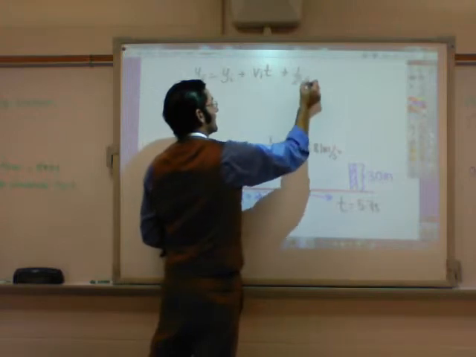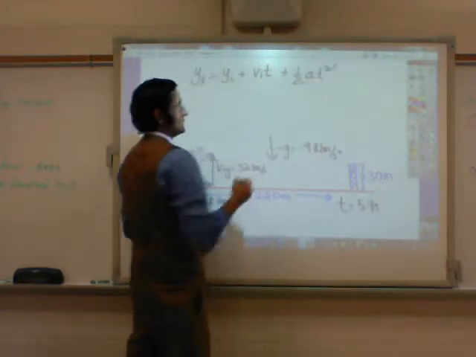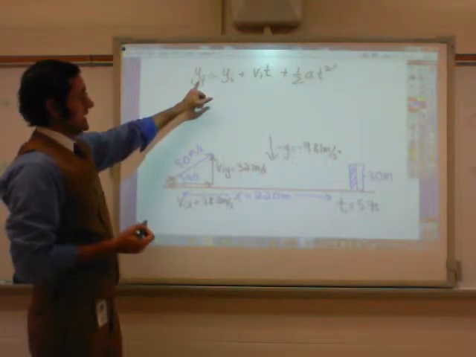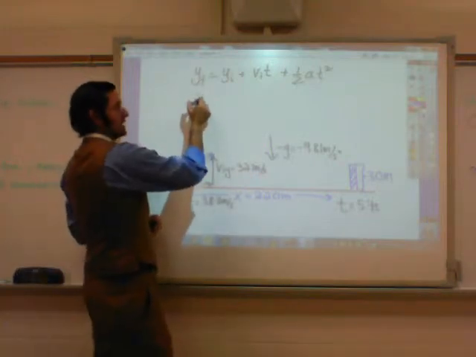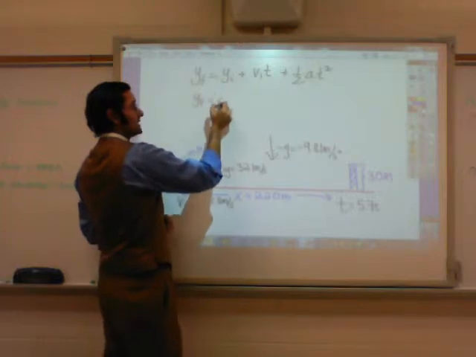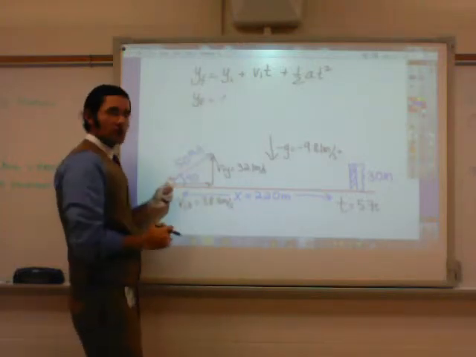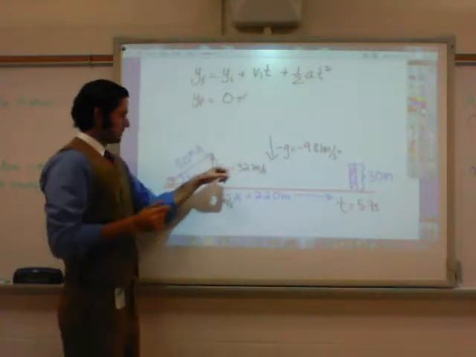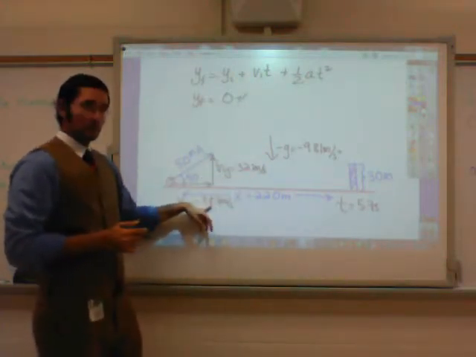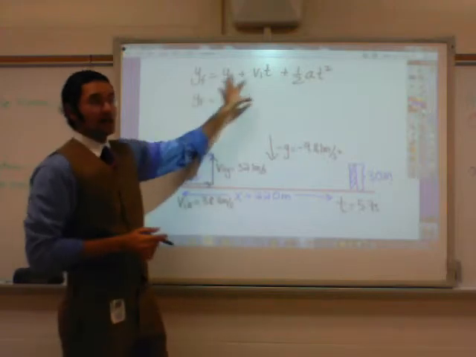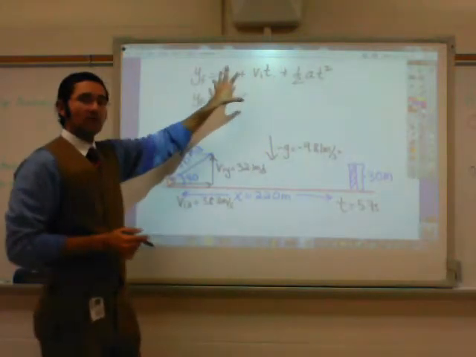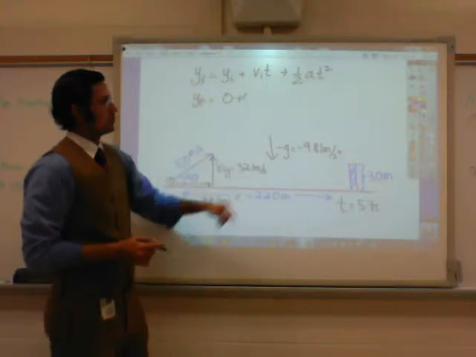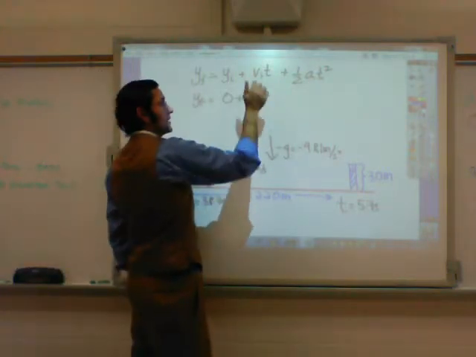plus 1/2 at squared. I'm trying to find out where the ball is located at 5.7 seconds. So I'm trying to find out what the final displacement is. The initial displacement, the ball's on the ground, so I'm going to make that 0. What do I plug in for the initial velocity? Do I plug in 32.1 or do I plug in 38.3? Well, if these are all y variables, I should stick with the y velocities. The initial vertical velocity is 32.1 meters per second. That'll go in here.